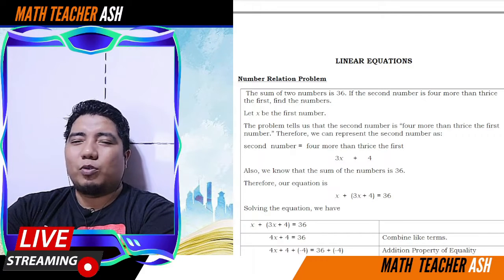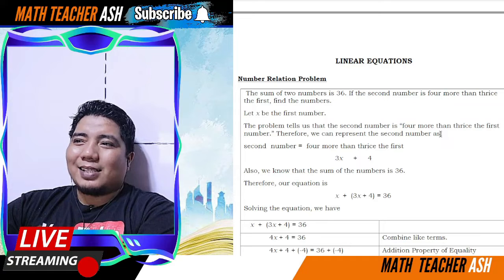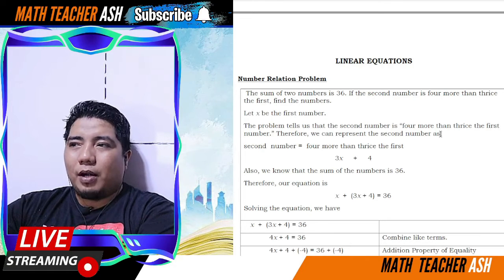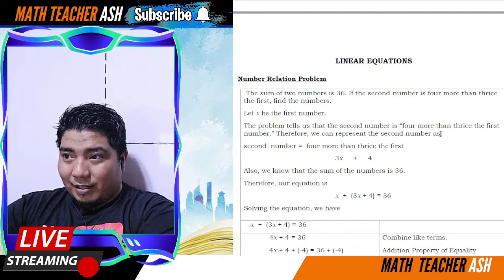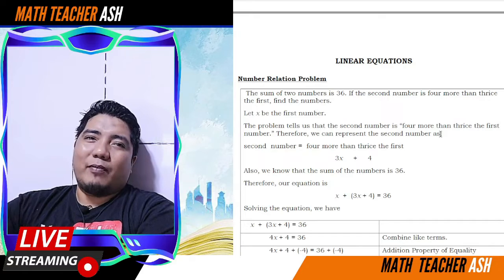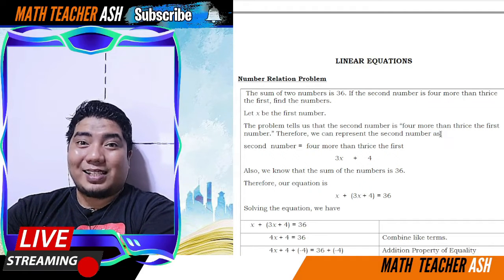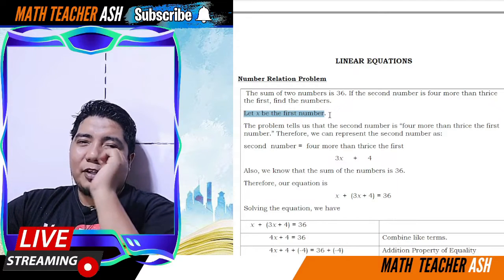Okay, so the sum of two numbers is 36. Sinabi dito na ang second part or ang second number ay mas malaki ng 4 multiplied by 3 of that first number. So meaning, if ever yung isang number is represented as x, okay, so that will be our first representation. The first number is x.